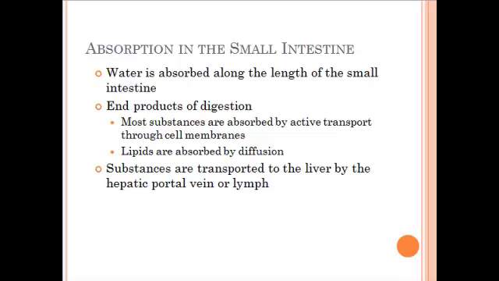Once they're broken down to their component parts, they're absorbed and transported to the liver by the hepatic portal vein that we've talked about in the circulatory system, or also in the lymph. The fats can move in that way. Water is also absorbed all the way along the small intestine, and we want to pull out as much water as we can from the food that we're eating.